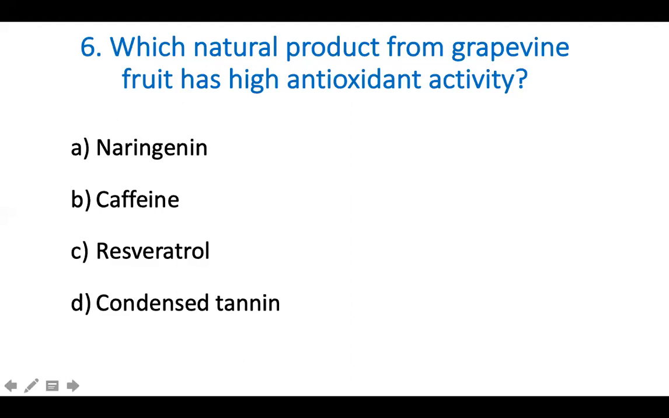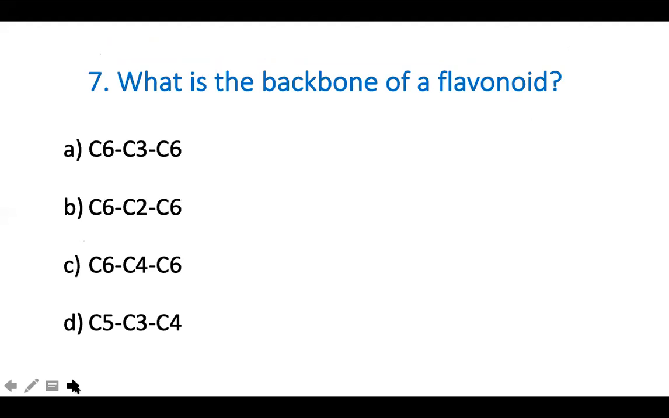I'm moving to question number seven. Question number seven, what is the backbone of a flavonoid? A, C6, C3, C6. B, C6, C2, C6. C, C6, C4, C6. D, C5, C3, C4.